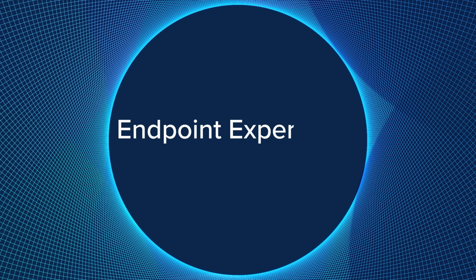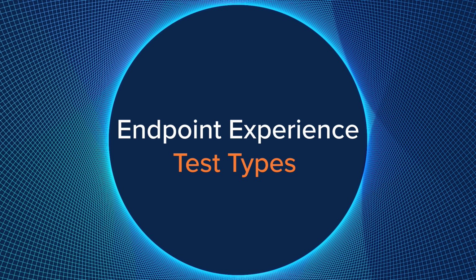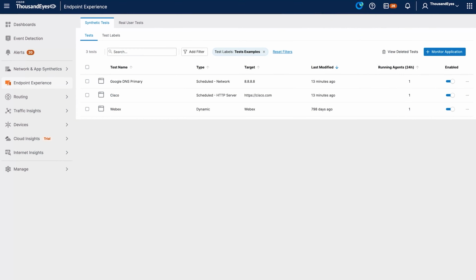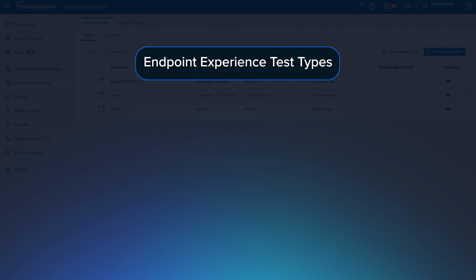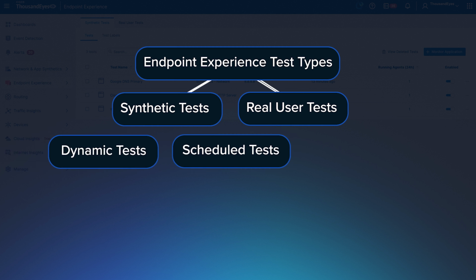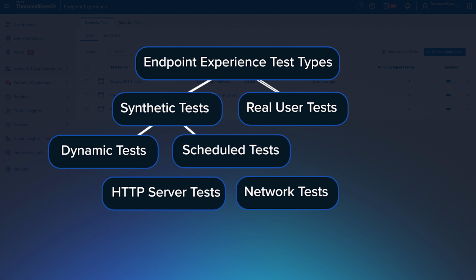The ThousandEyes platform offers different test types for endpoint experience monitoring, including synthetic tests and real user tests. Endpoint agents are installed on end-user devices or on supported collaboration devices to monitor workplace experience from the endpoint, providing insights into performance and potential issues. Three main types of tests are available for endpoint agents: scheduled tests and dynamic tests, which fall under synthetic tests, as well as real user tests.